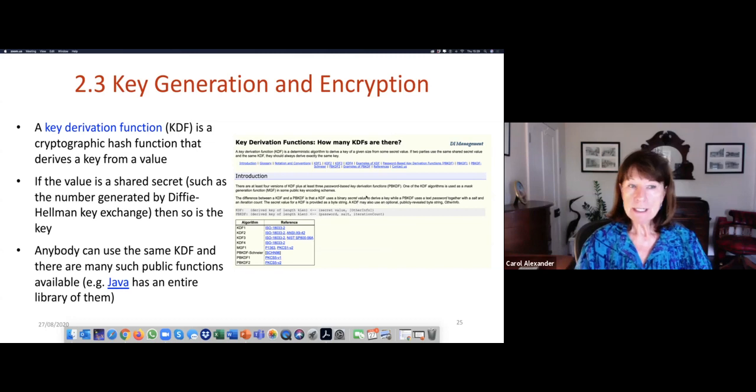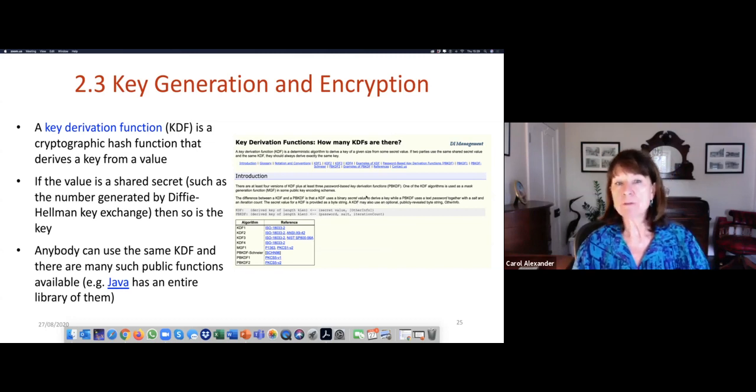So a key derivation function is a special type of cryptographic hash function that takes in a secret value and derives a key. Because the first algorithm I'm going to talk about, Diffie-Hellman Key Exchange, actually exchanges secret values, and you have to put those values into a key derivation function in order to get the actual cryptographic key that you're going to use. So there's lots of key derivation functions.